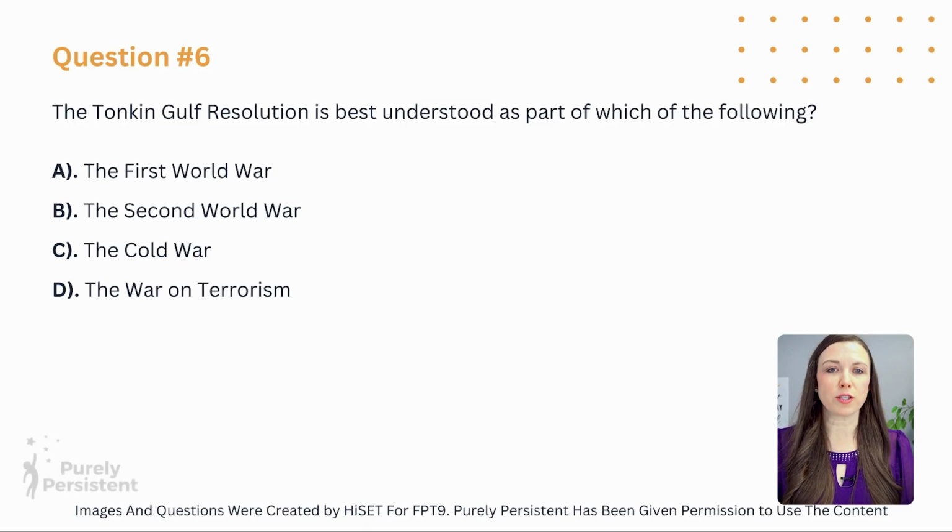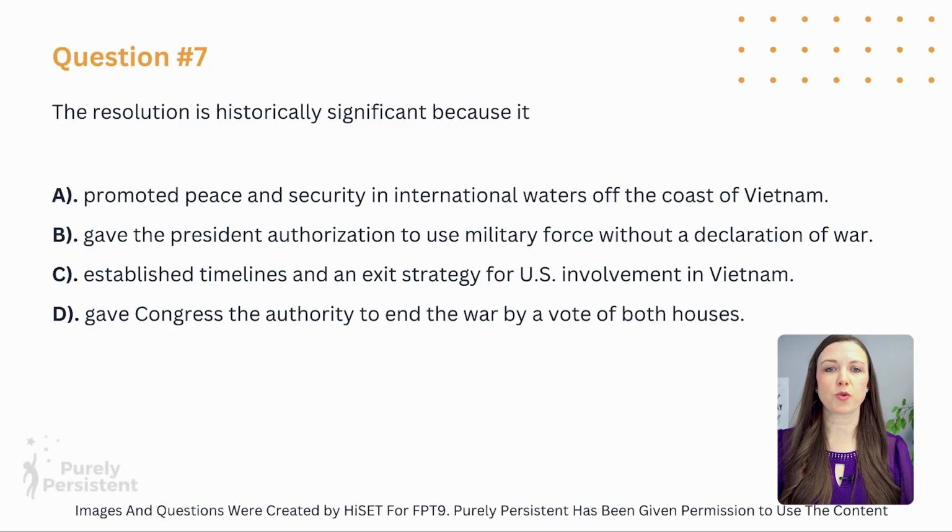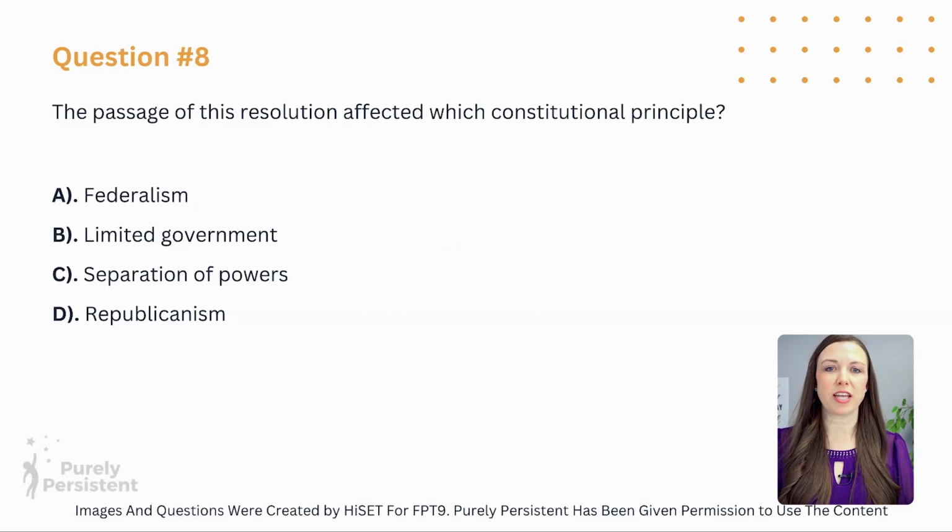Okay, if you're feeling a little lost, that's okay because we are actually going to read it more thoroughly. But let's look at the questions before we do that. The Tonkin Gulf Resolution is best understood as part of the following. So we're looking for where it says war, okay? Now this is the type of question that maybe you know the answer right away, but maybe we'll find it in the passage. The resolution is historically significant. Pay attention to that.